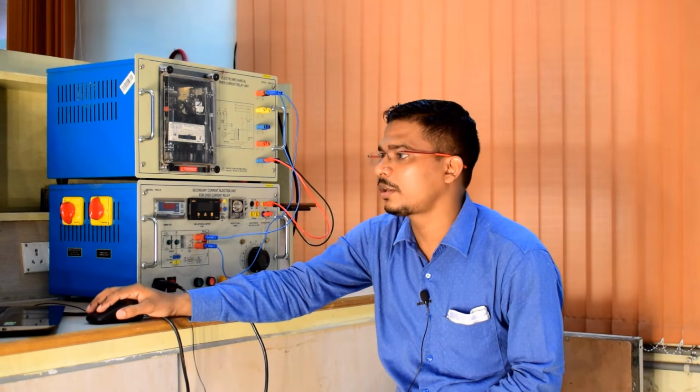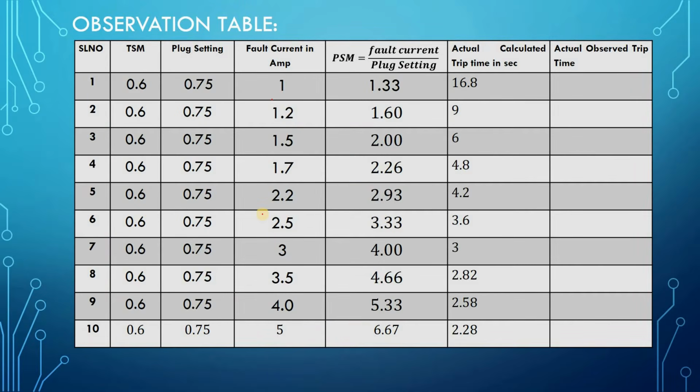Then the fault current. This is already predefined, the current we have selected. You can select any value of current. Here we have selected 0.75 as a fault current, so the fault current should be more than 0.75. That's why we have taken 1 ampere as the fault current. We are taking more than 1 ampere, which means the fault current is increasing.